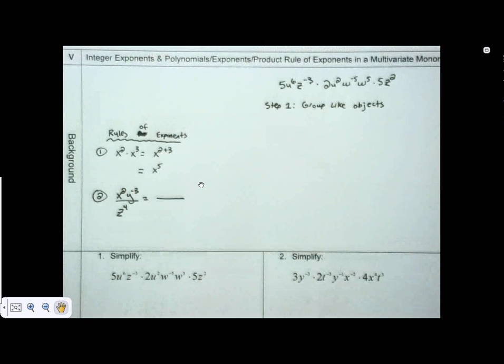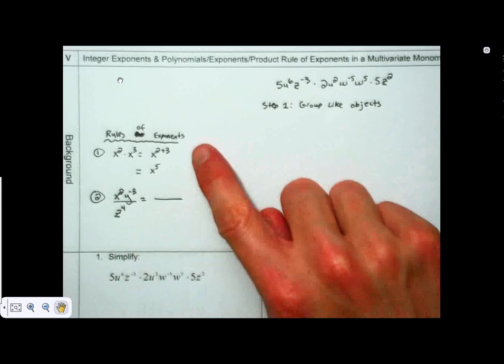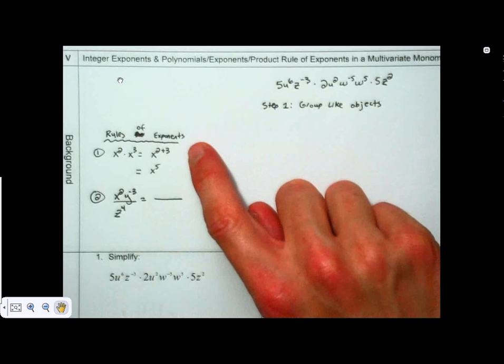Welcome. In this video we'll be talking about how to multiply monomials, but this time with positive or negative exponents. So to begin, I want to review some of the rules of exponents, at least one of the rules that we've talked about thus far.